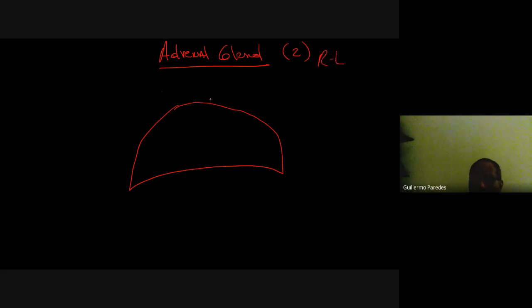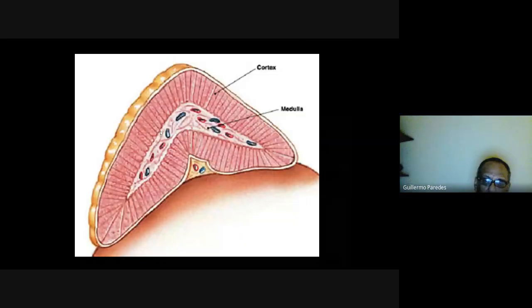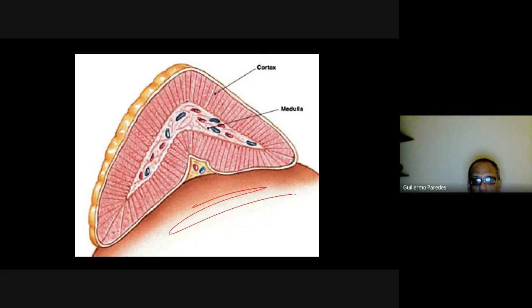Now, let's talk about the adrenal gland and let's cut it. I think I'm going to show the picture that I have here. Here we have the adrenal gland cut. This is the kidney, on the bottom here. Let's cut the adrenal gland in half like a fruit. So we have two components. We have the cortex, all the lines you see there. And we have the medulla, very important. This is huge. So please, medulla.